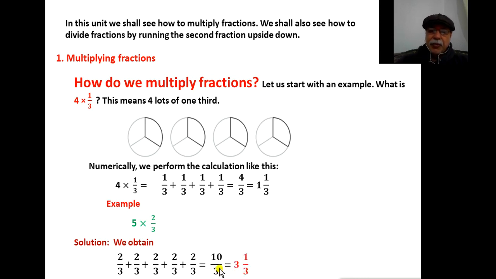10 over 3, when simplified: how many 3s in 10? 3. How many remain? 1 over 3. Same process. Why? Because the denominator is the same. That's why I just added the numerators to get 10 over 3, which simplifies to 3 and 1 over 3.